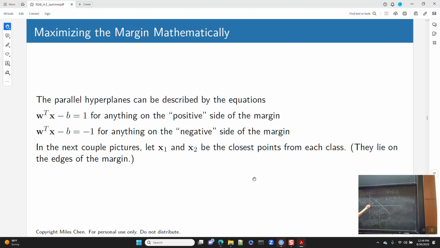Whereas if I picked something over here, what would happen if I put in 0, 0? If I do 1, 1 times 0, 0 minus 4, I get negative 4. So we're on the negative side. If I go over here to say 3, 3, then w transpose x minus 4 is going to give me positive 2, right? So this is on the positive side, and this is on the negative side of the boundary.